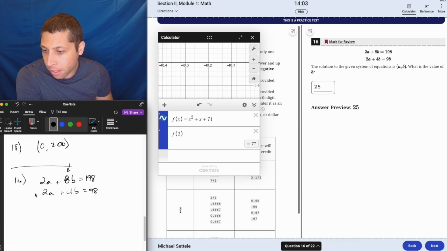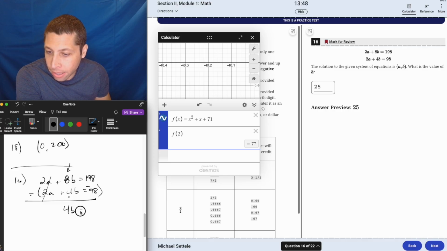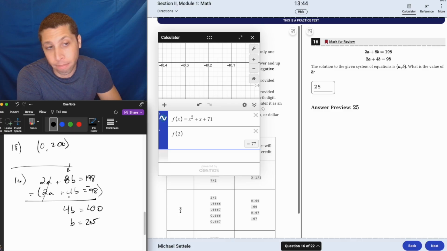Here I would eliminate the b's, or the a's rather. So we're going to subtract these two equations. 2a minus 2a is 0a, so that's gone. 8b minus 4b is 4b. 198 minus 98 is 100. So b is 25. That's what we got. Easy.